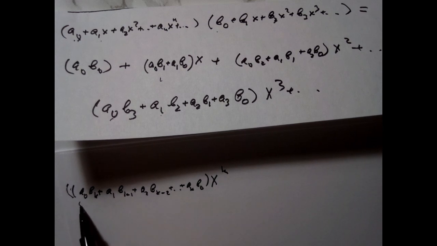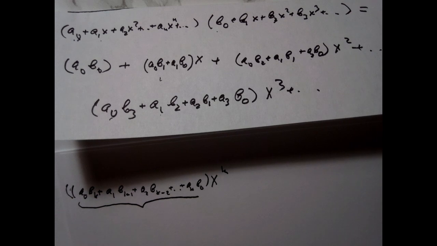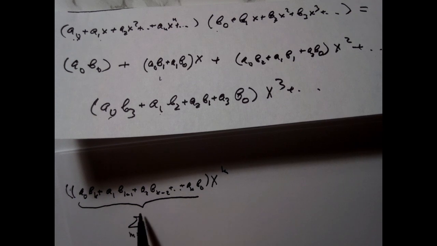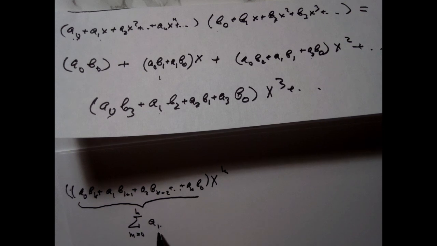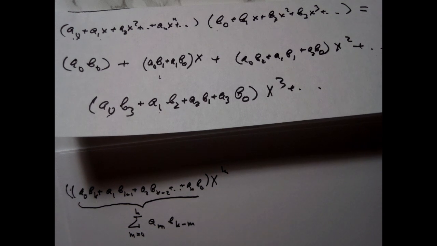In other words, these numbers over here, the numbers that I'm interested in, form a finite sum: the sum, m goes from 0 to k, of am b(k minus m). So this is all possible ways in which I can get a's and b's in such a way that the indices will add up to exactly k.